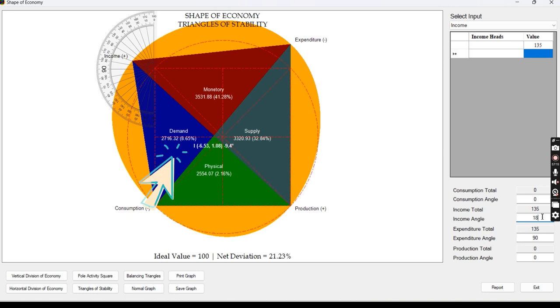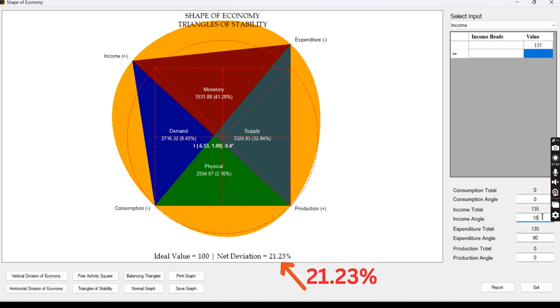And now the demand is also more, supply has also increased compared to demand. So this is the net effect. Now you have to keep watching the net deviation taking place, which can be inferred as the growth of GDP. Now it is 21.23%, that the economy is now growing at the rate of 21.23%. This is the inference you keep on drawing by change in the angle.